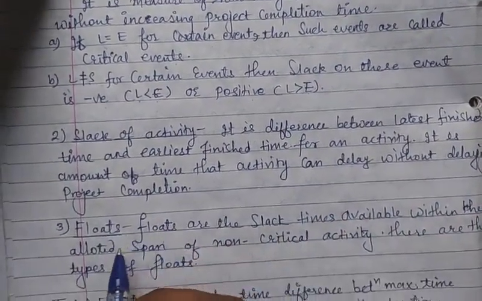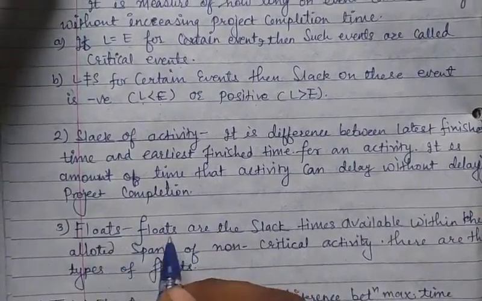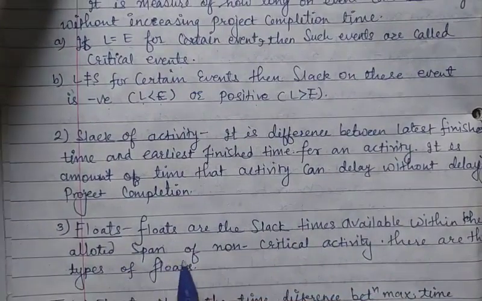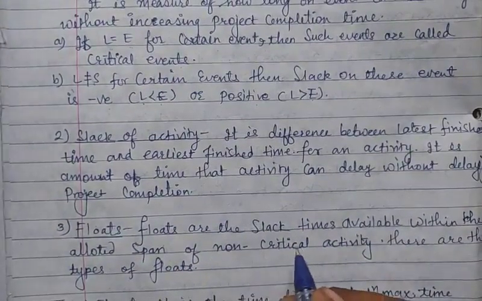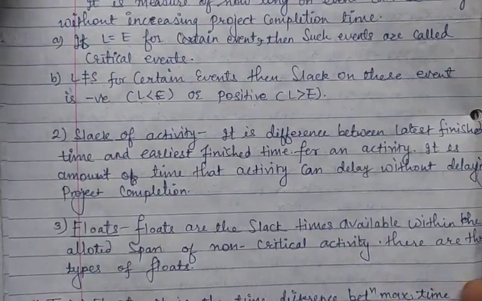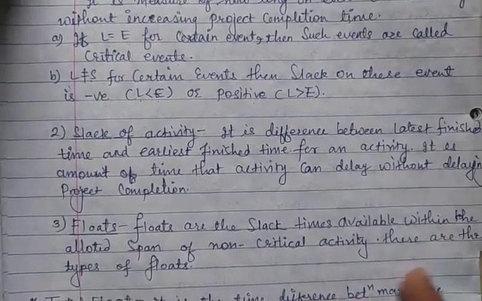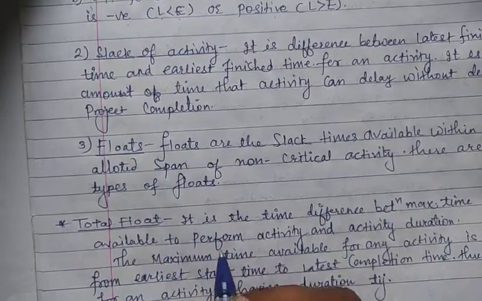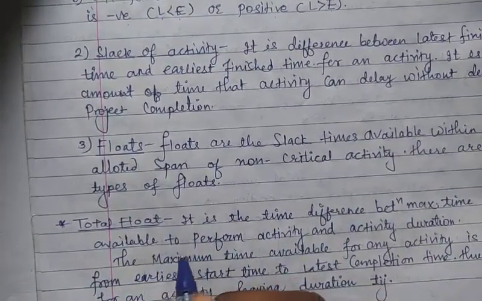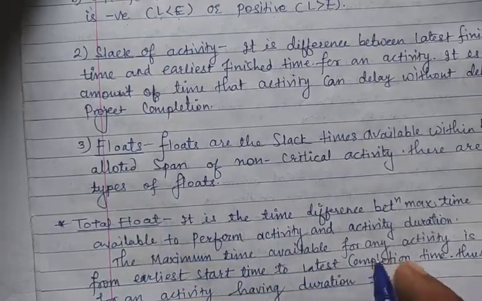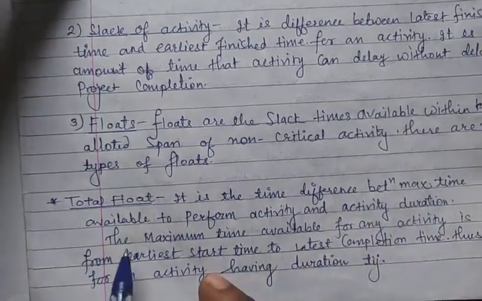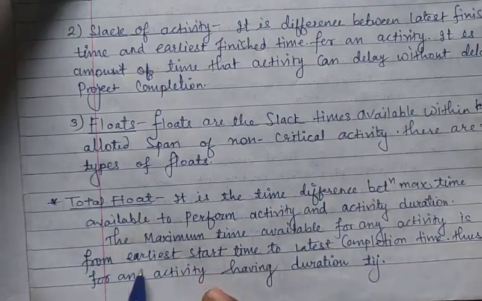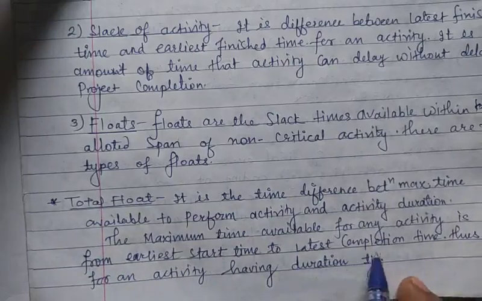And the third and last definition is floats. Floats are the slack time available within the allotted span of a non-critical activity. There are three types of floats. Now the first type of float is total float. It is the time difference between maximum time available to perform an activity and the activity duration. The maximum time available for any activity is from earliest start time to latest completion time.